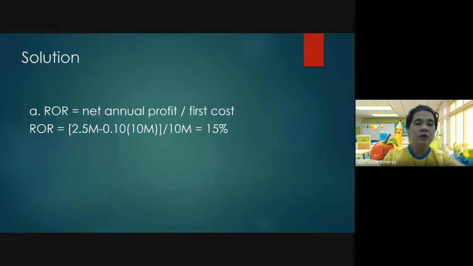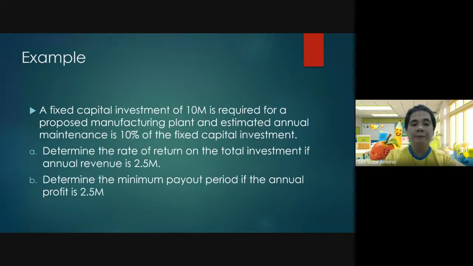So as you can see, you have this problem. You have a 10 million investment. Its cost per year on maintenance is 10% of the 10 million. De ang imong investment niya, 10% ang imuhang maintenance cost. And then, determine the rate of return on the total investment if annual revenue is 2.5 million. Letter B is determine the minimum payout period if annual profit is 2.5 M.